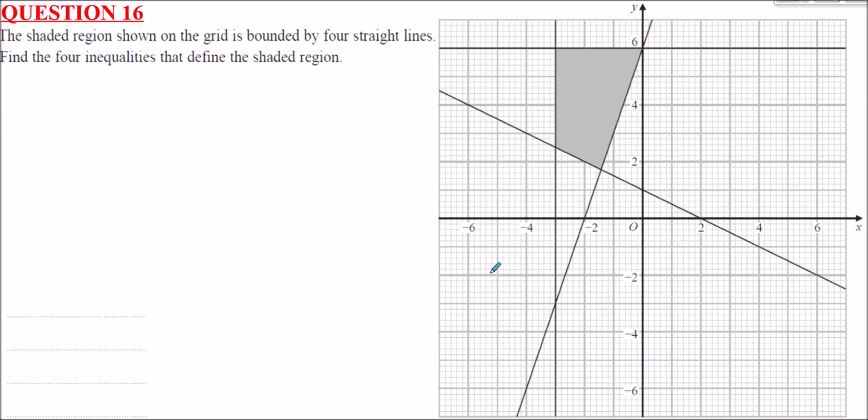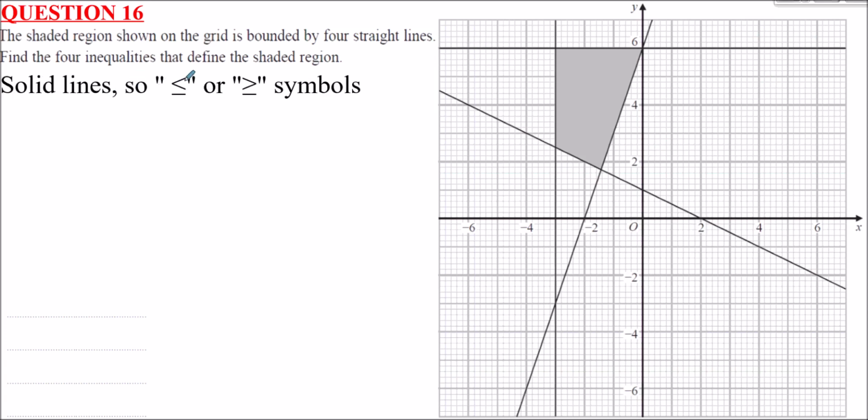Question 16, we have a shaded region shown on this grid bounded by 4 straight lines. We need to find the 4 inequalities that define the shaded region. The first thing I'd suggest we notice is that all 4 of these lines which enclose this grey area are solid lines without dashes. So if the lines are solid, that means it's going to be the symbol less than or equal to.